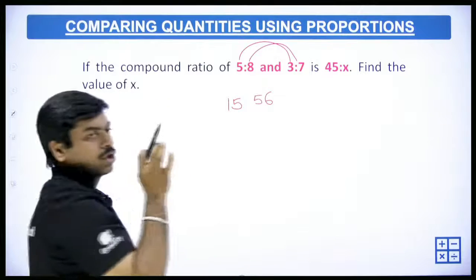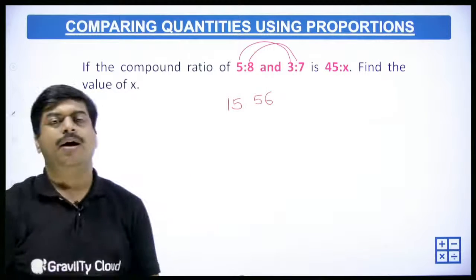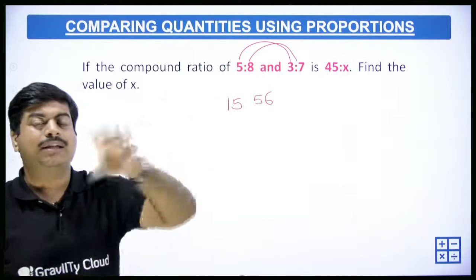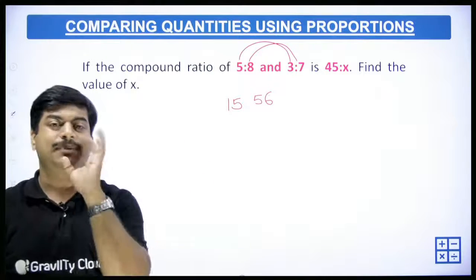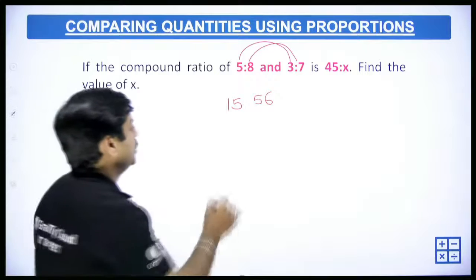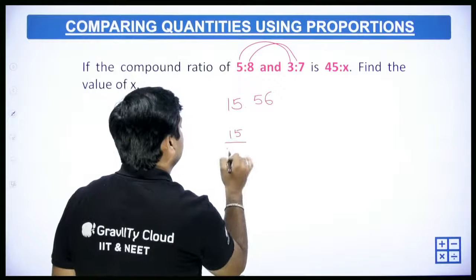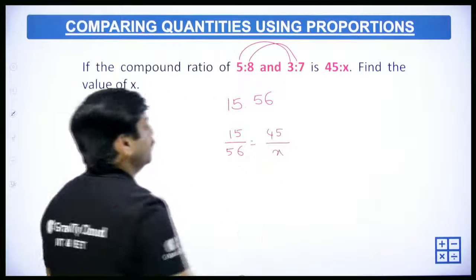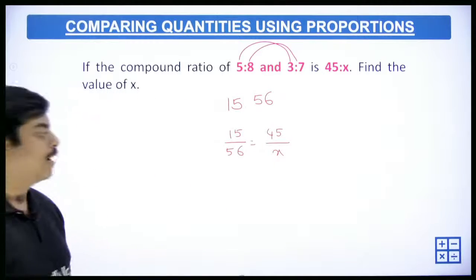It's a very simple, compound ratio is very simple. Just multiply the first to first and second to second, antecedents and consequents respectively. So this is 15 by 56 is equal to 45 by x.